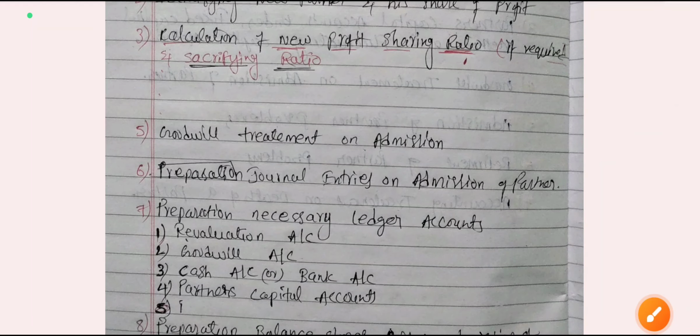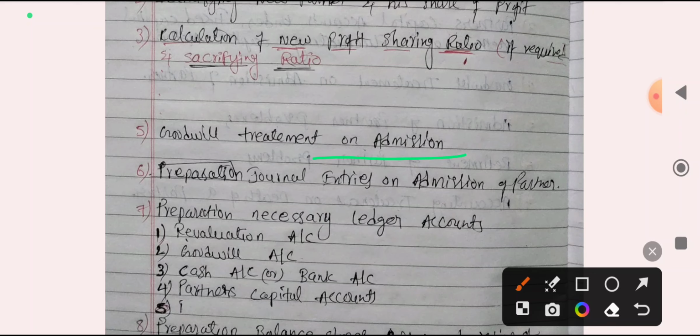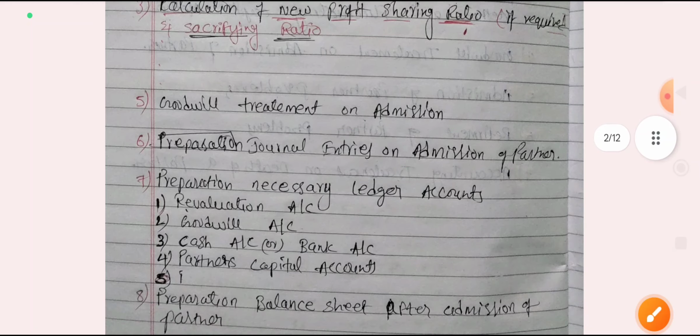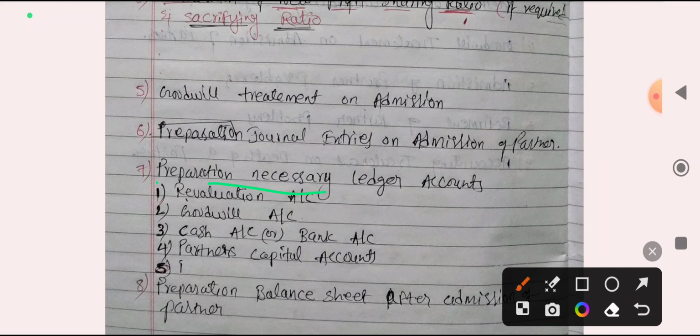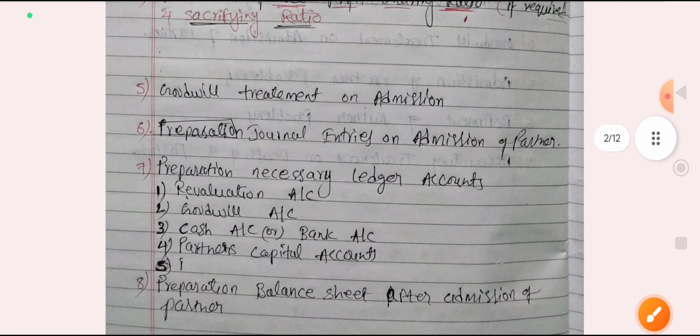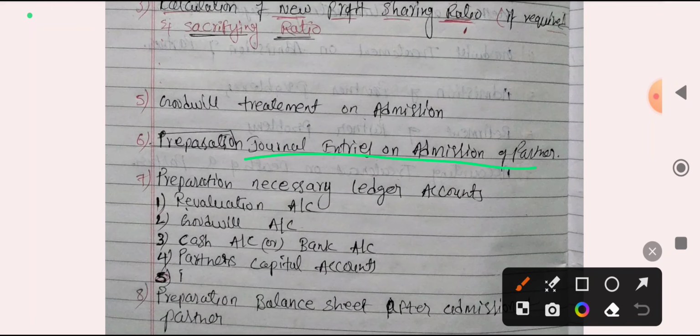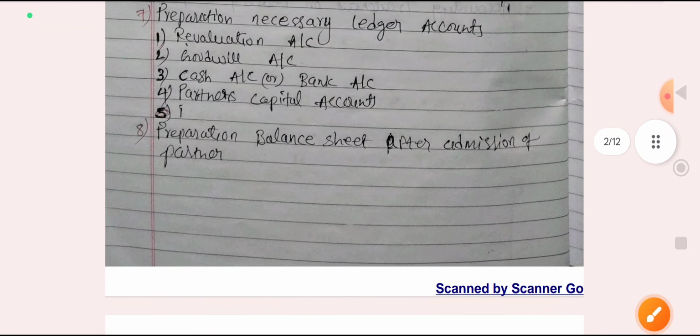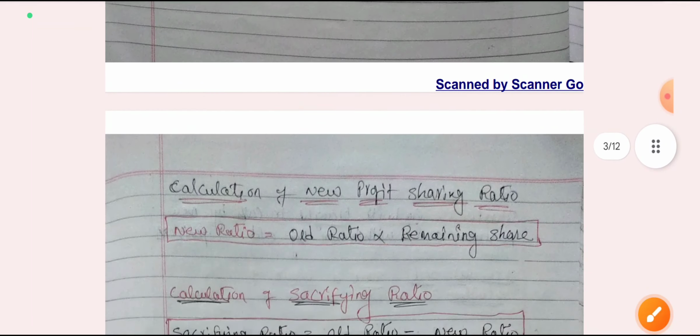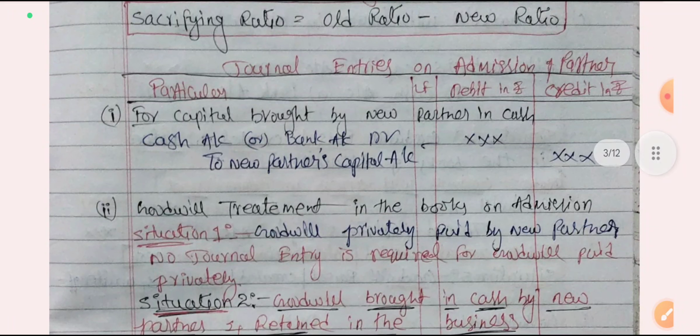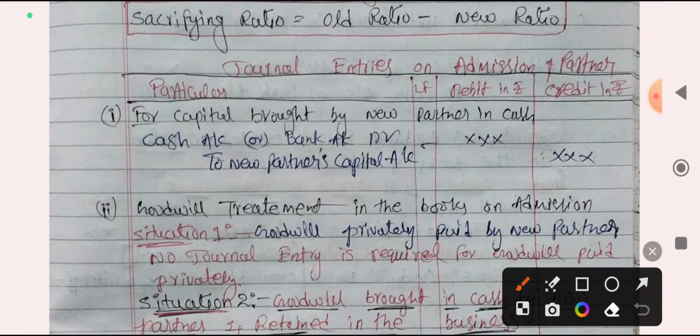Also we have seen in the previous videos treatment of goodwill on admission. Now general entries on admission of a partner. Then we will see preparation of necessary ledger accounts also. First, in this video we are going to cover general entries on admission of a partner. So let us go to that one. Here are the general entries on admission of a partner.